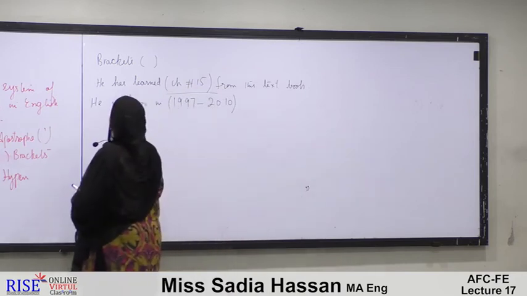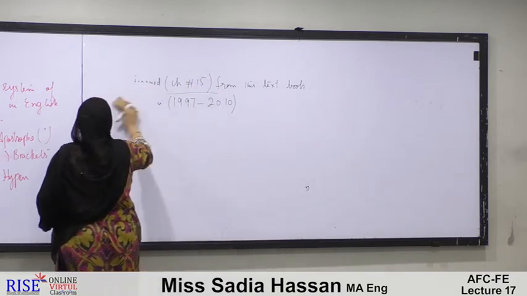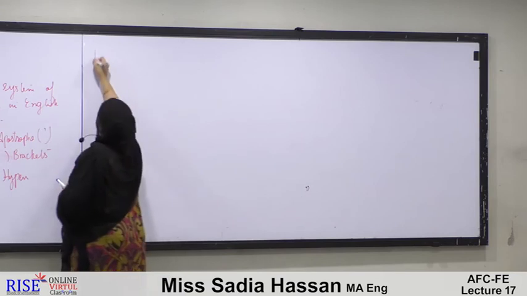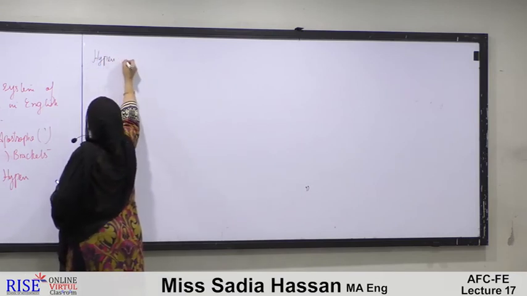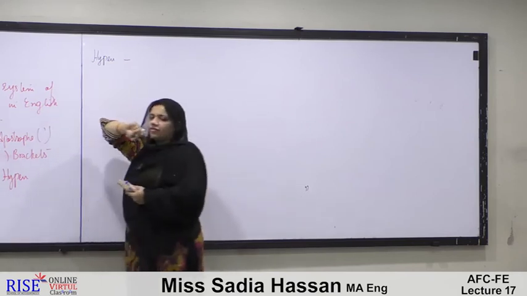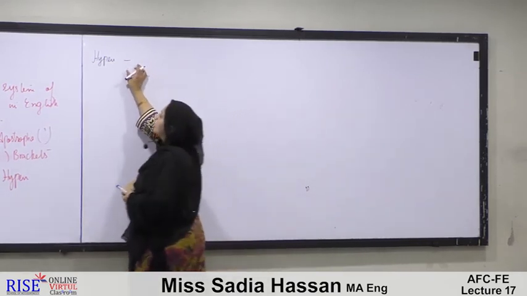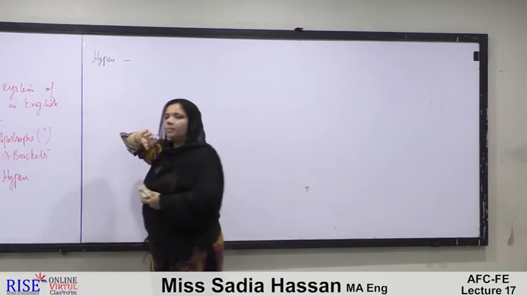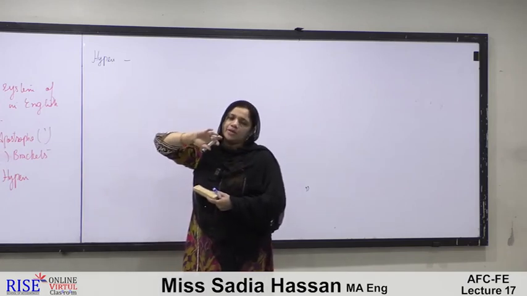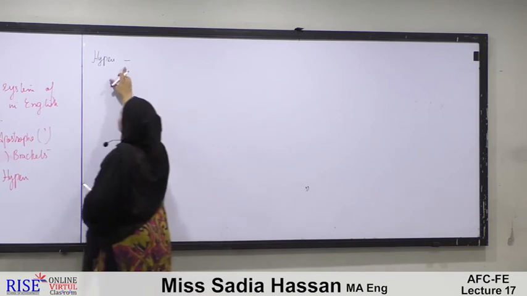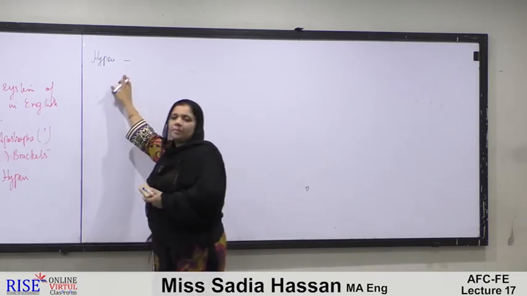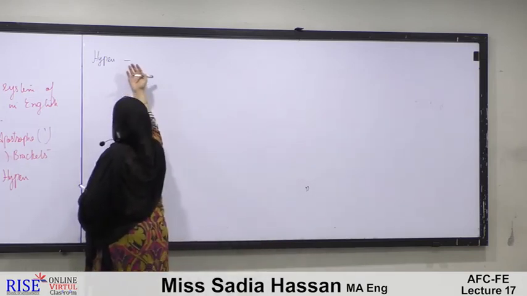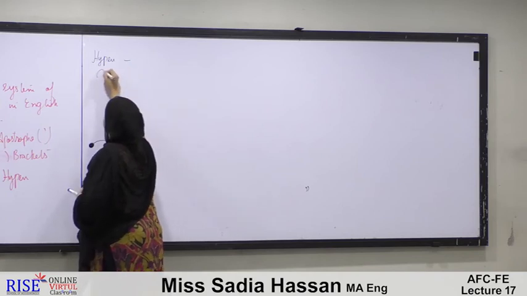Then is the hyphen. The last one is called the hyphen. Hyphen is a short line. It is used to combine compound nouns. Previously, whenever we had compound nouns, they might be used with this hyphen. But in modern grammar, we have replaced many of the compound nouns without the hyphen. If a compound noun is using the hyphen, it is written in this way.